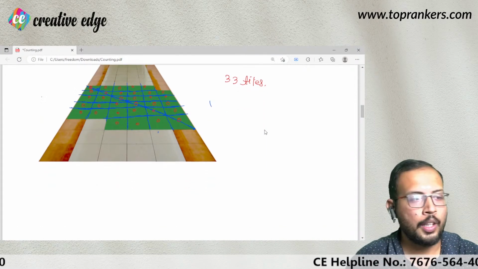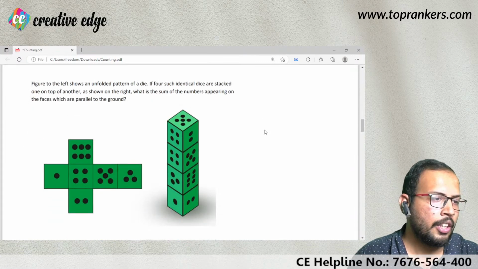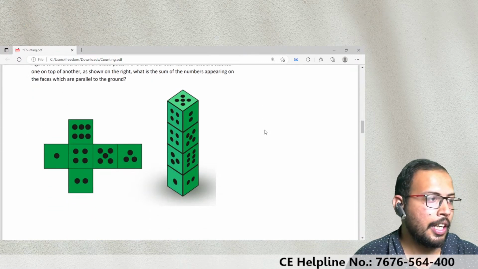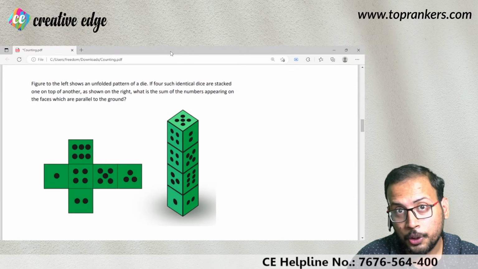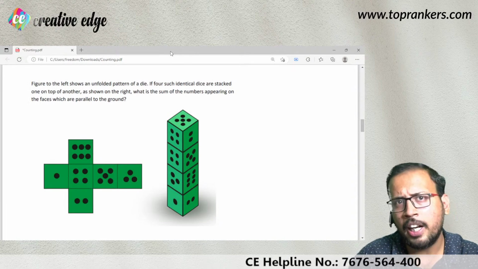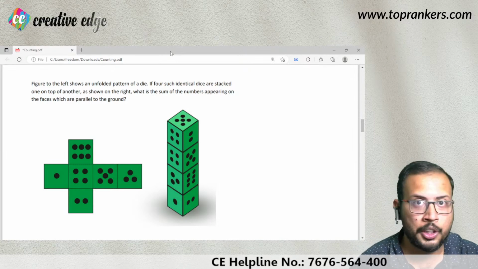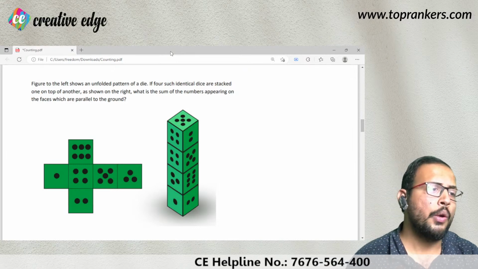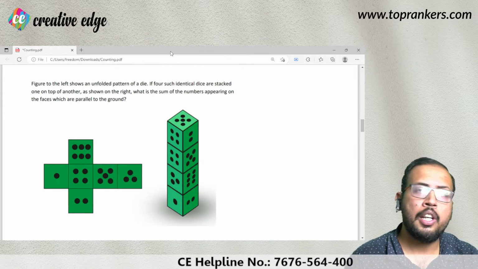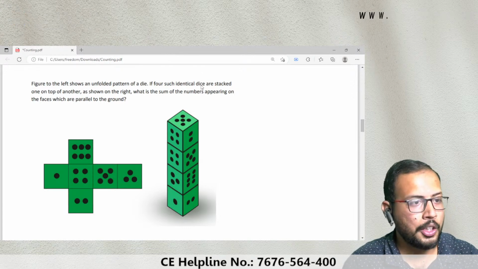Now let us move to the next question. Now, this is the very simple question. I believe everyone can answer this question. And I firmly believe that no one is going to leave this question if you face such type of question in the examination. Again, you have to find out what is the total. So let us read the question first.